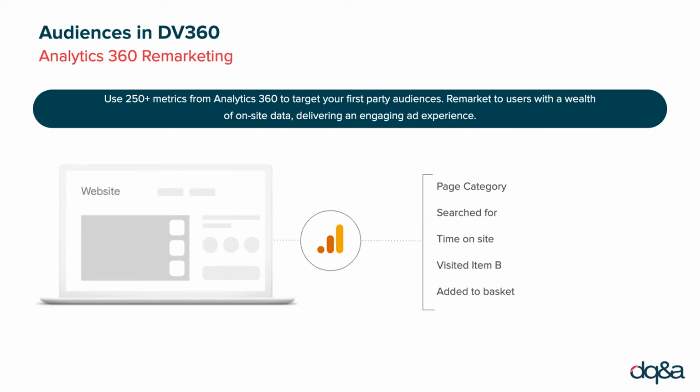So for example, you could target users who visit a specific page category, search for a certain product on your site, spend a certain amount of time on your site, visit a certain item on your site, or added a product to a basket.